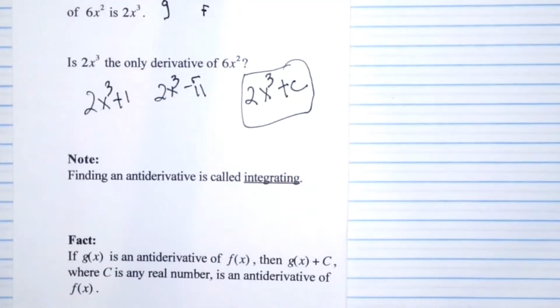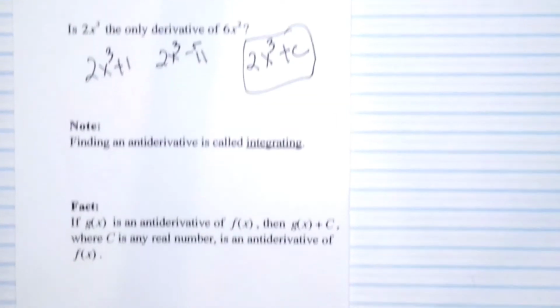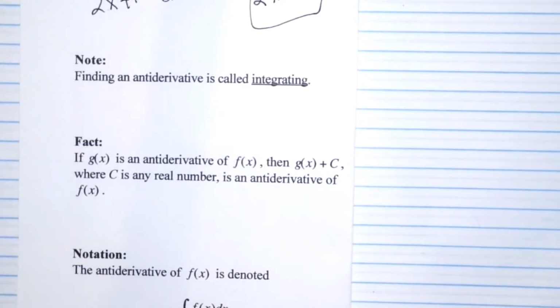Just as we call finding a derivative differentiating, we call finding an antiderivative integrating, because an antiderivative is also known as an indefinite integral. Fact: if g of x is an antiderivative of f of x, then g of x plus c, where c is any real number, is also an antiderivative of f of x, and that's what we just talked about.